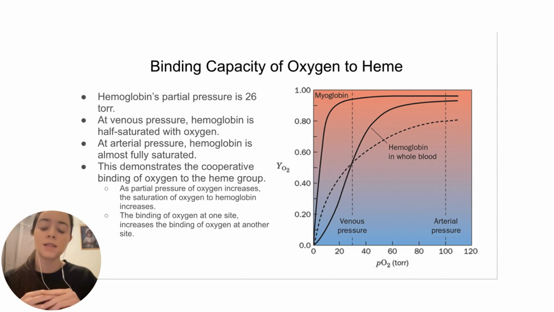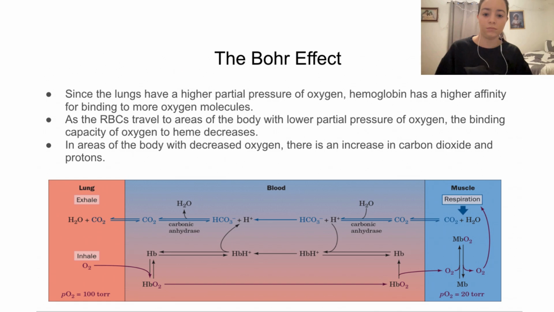So once one oxygen molecule binds to one site of the hemoglobin, that influences other oxygen molecules to bind to other sites of the hemoglobin. So hemoglobin has a higher affinity to oxygen in the lungs because of the higher partial pressure of oxygen compared to other parts of the body. So as the red blood cells travel to other areas of the body, there will be lower partial pressure of oxygen, and this lower partial pressure of oxygen in other parts of the body decreases the affinity of hemoglobin to oxygen molecules.